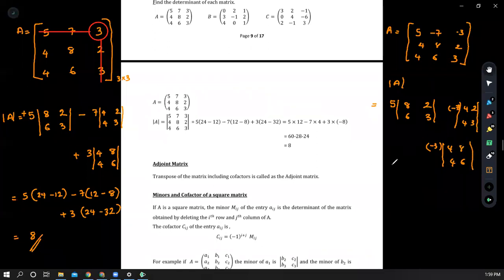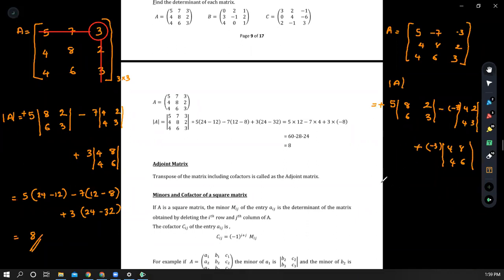Now what we need to do is connect them using the sign pattern. Even though we have signs in front of these values, these are the signs associated with that element at that point. But you cannot use those signs to connect these terms. Always we have to use the concept. Here we are using plus, here we are using minus, here we are using plus.